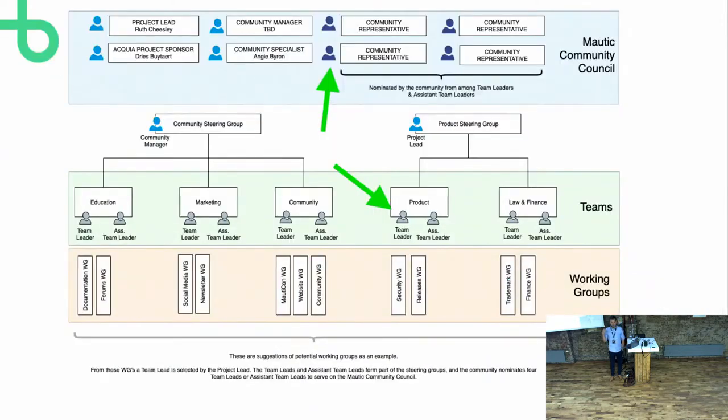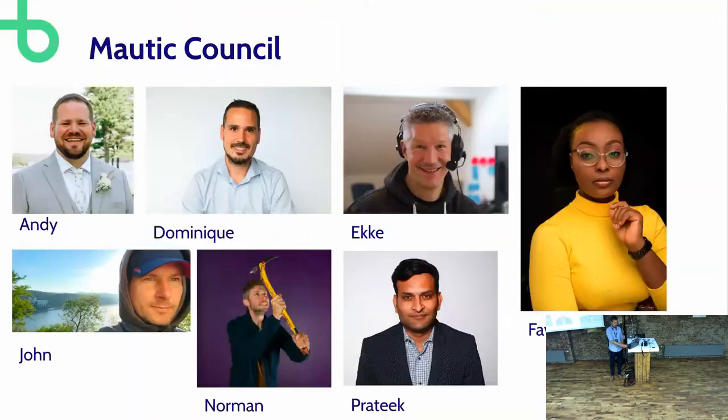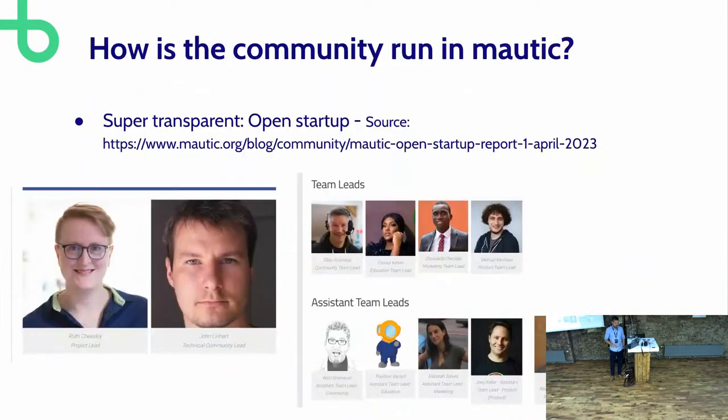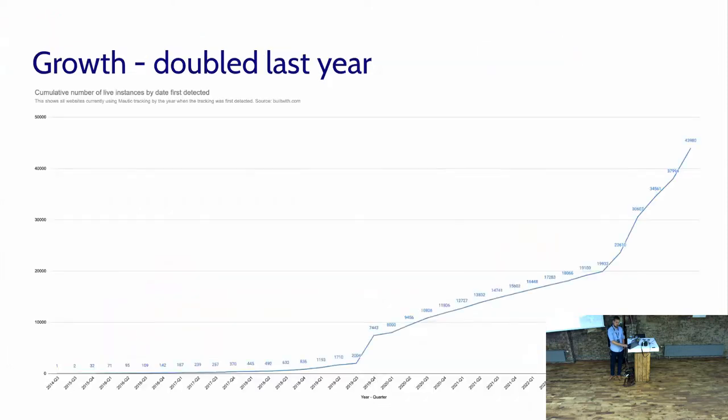This was the old governance model. Now the new one is the council, and then the project team that stayed more or less the same. For all the critical parts, you have a team leader on the product, on the marketing, on the community, and the education, and they are supported with assistant units. So even though it's still a young organization, it does have some structure.